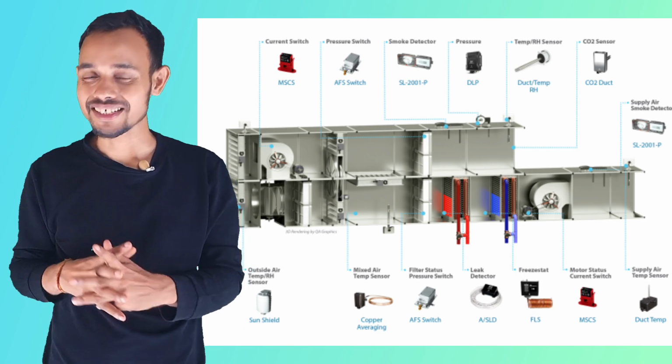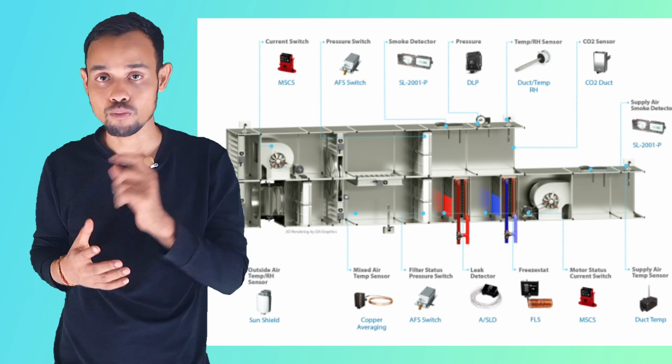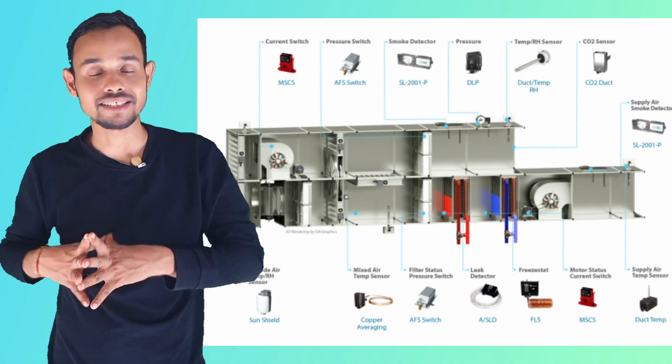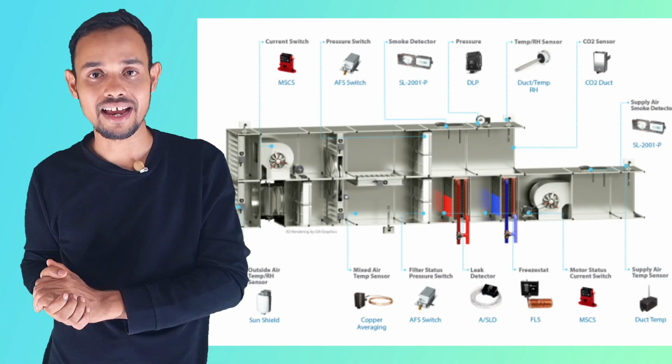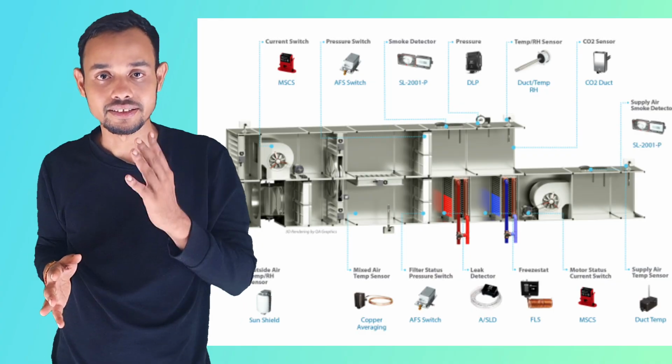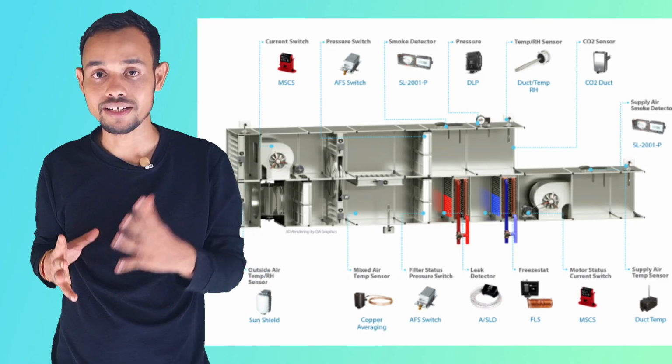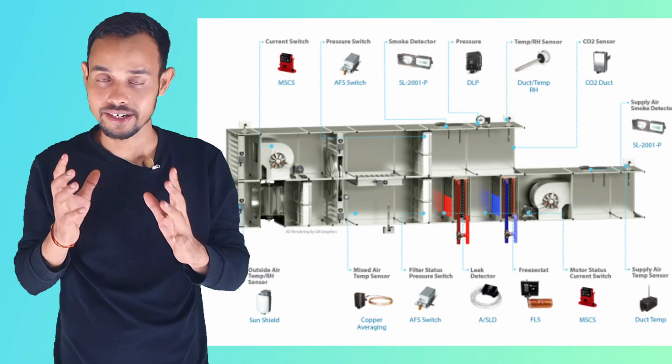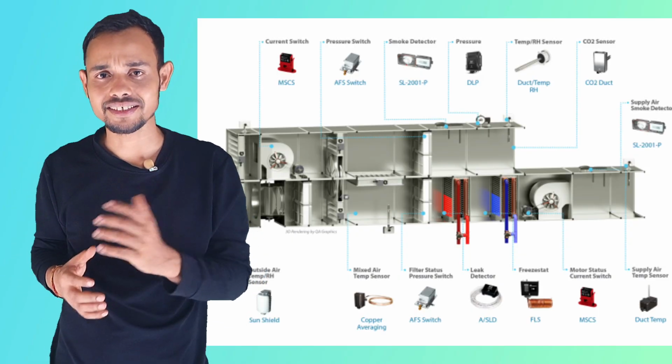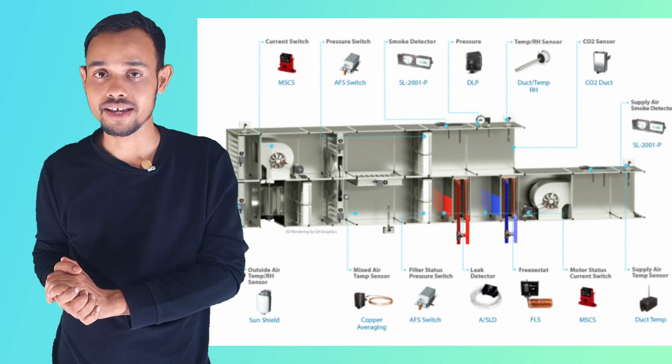Okay, let's see the seventh sensor. The seventh sensor is a smoke detector, fire sensor. Let's see the usage of a smoke detector and fire sensor. Friends, it shuts down the fans in the AHU as soon as smoke is detected. Okay, friends, it is a critical safety feature to prevent the fire from spreading.